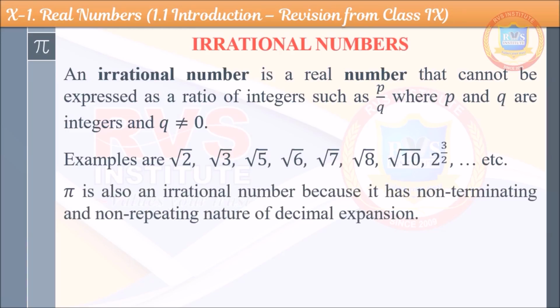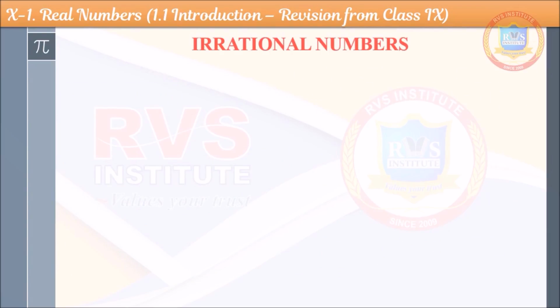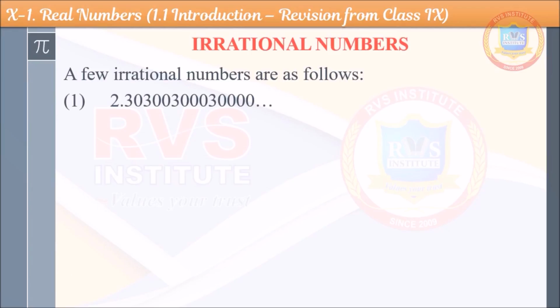Pi is also an irrational number because it has non-terminating and non-repeating nature of decimal expansion. Approximate value of pi up to few decimal places is as follows. A few more examples of irrational numbers: 2.30, 300, 3000, 30000. As the number is of non-terminating and non-repeating nature of decimal expansion, the number is an irrational number.